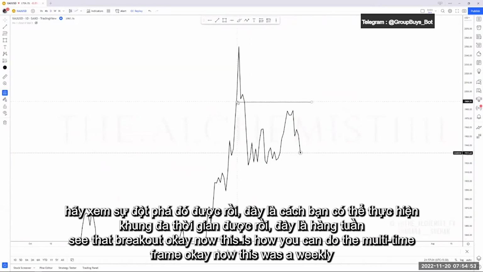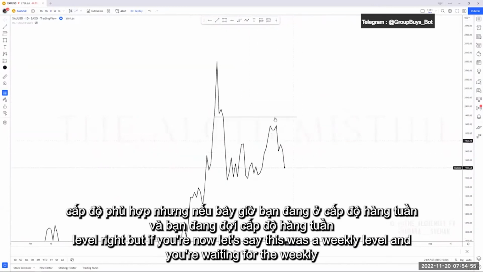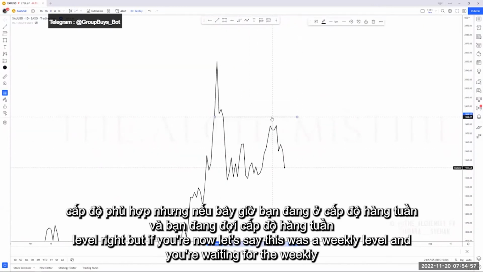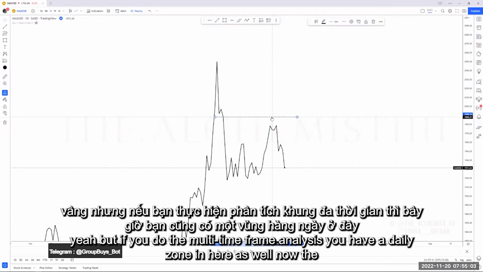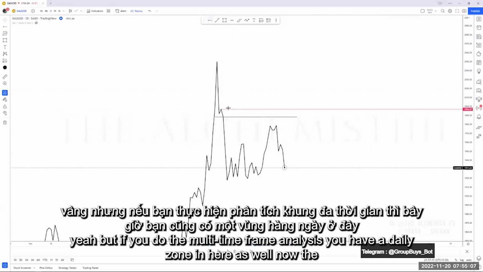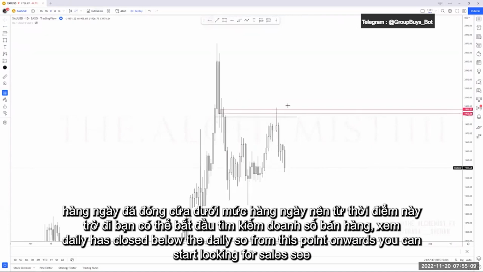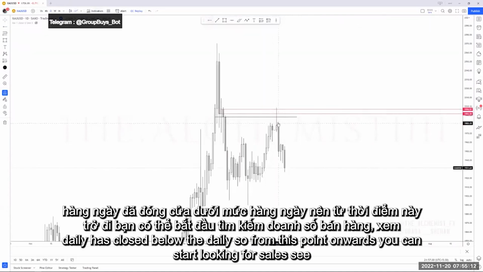Now this was a weekly level, right? But let's say this was a weekly level and you're waiting for the weekly candle to close, so you have to wait until Friday. Can you understand that? But if you do the multi-time frame analysis, you have a daily zone in here as well. Now the daily has closed below the daily. So from this point onwards, you can start looking for sells.